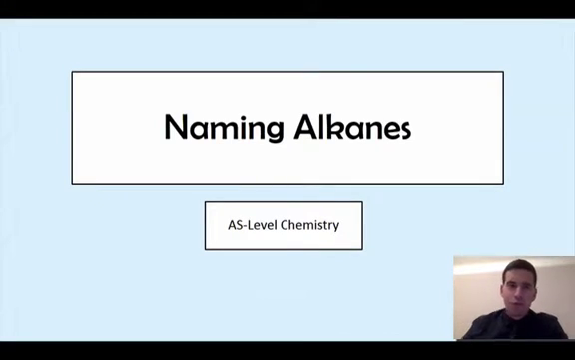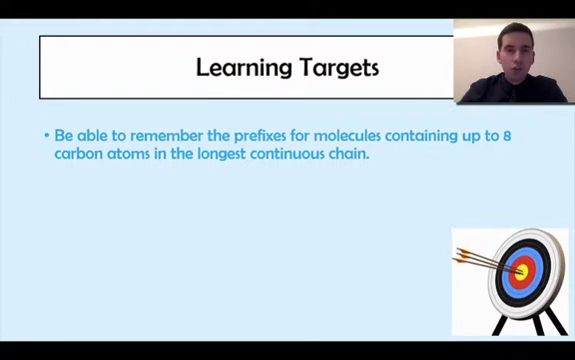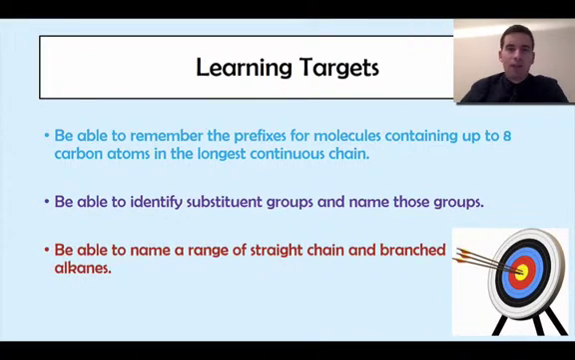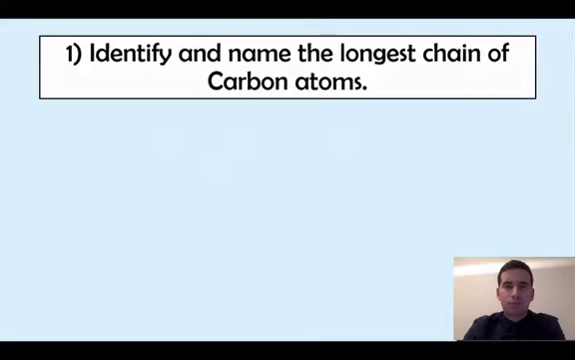So this is the third video in the organic section, and it's on naming alkanes. We're going to look at how to name alkanes based on how many carbons they contain, be able to name any what is called a substituent or a branch group, and therefore be able to combine the two previous points to give the full name of a variety of alkanes.